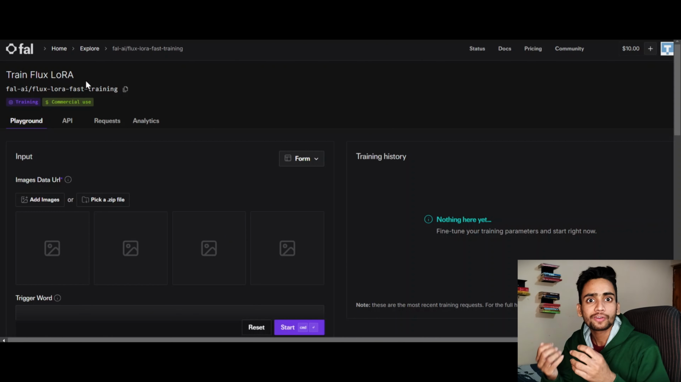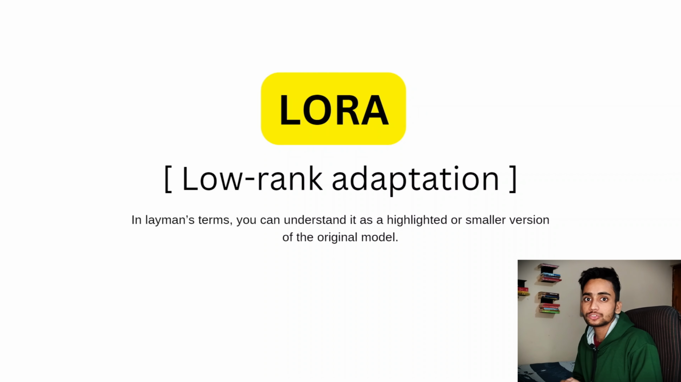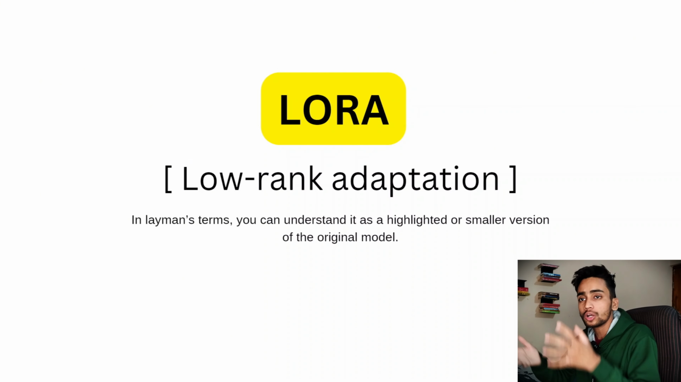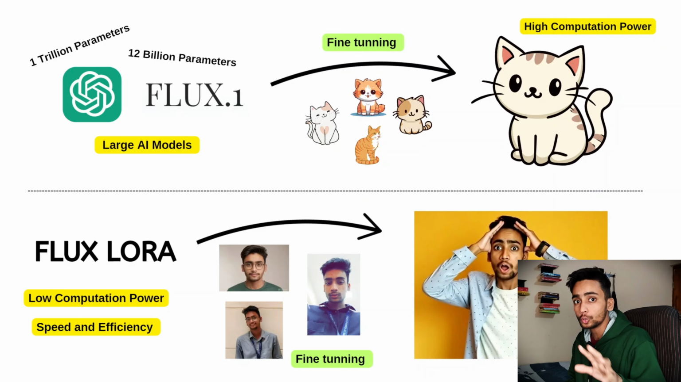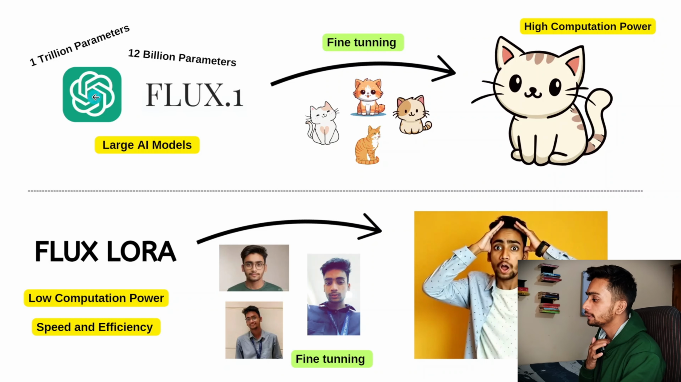Now what is this FLUX LoRa? LoRa stands for low rank adaptation. In a simple way, you can understand it as a highlighted or smaller version of the original model. Don't worry, you will understand this concept better with this diagram. In this diagram, you can see the ChatGPT model and this FLUX model, they are large AI models. ChatGPT is trained on 1 trillion parameters and the FLUX original model is trained on 12 billion parameters.